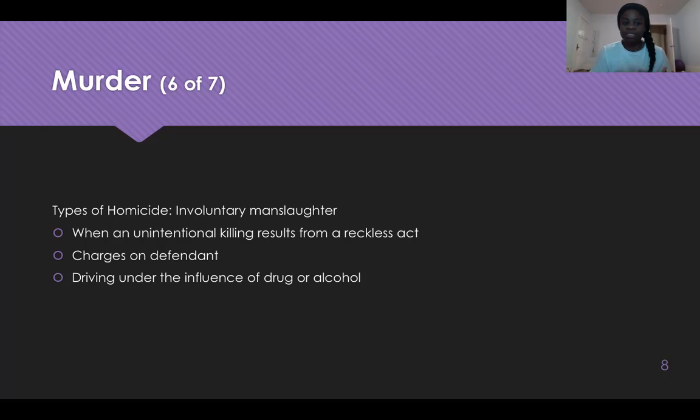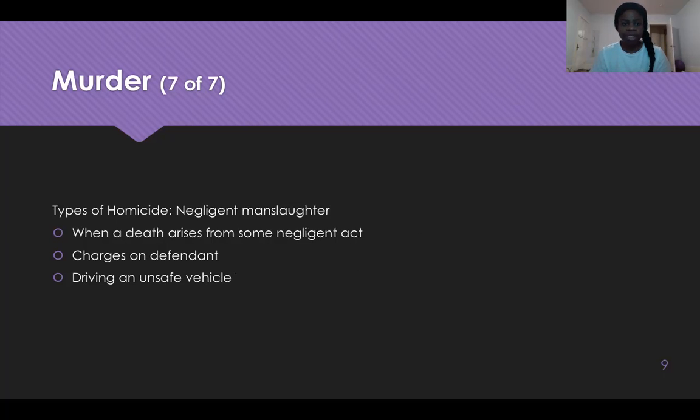Okay, so once again, involuntary manslaughter is an unintentional killing that results from a reckless act. Okay, the charges are on the defendant, and for instance, driving under the influence of alcohol is an example of involuntary manslaughter. The last one is negligent manslaughter.